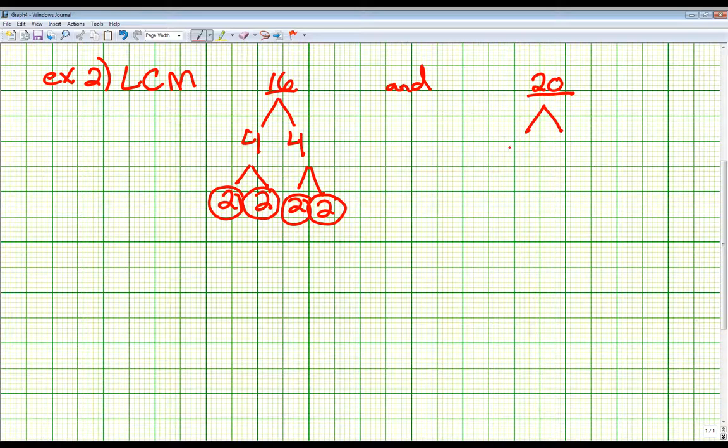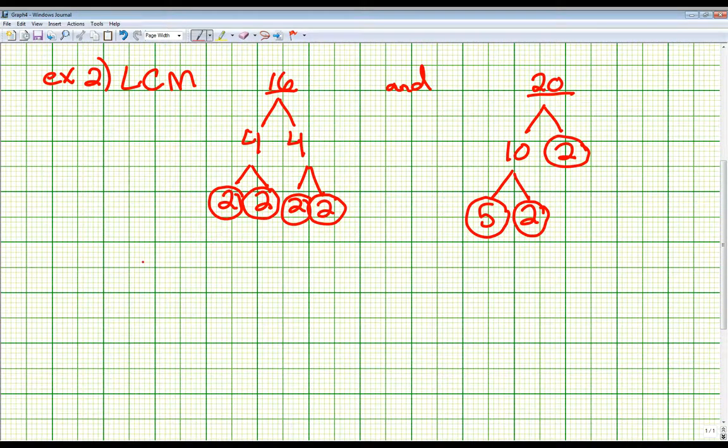20, we can cut that down 10 times 2. 2 is prime. We could go 5 times 2. 2 is prime and 5 is prime. And we have them factored. Once you factor them, we're going to do something a little different than we did for the factors.